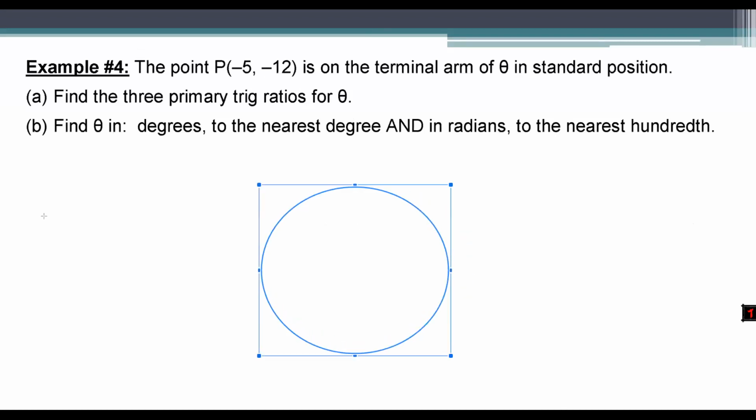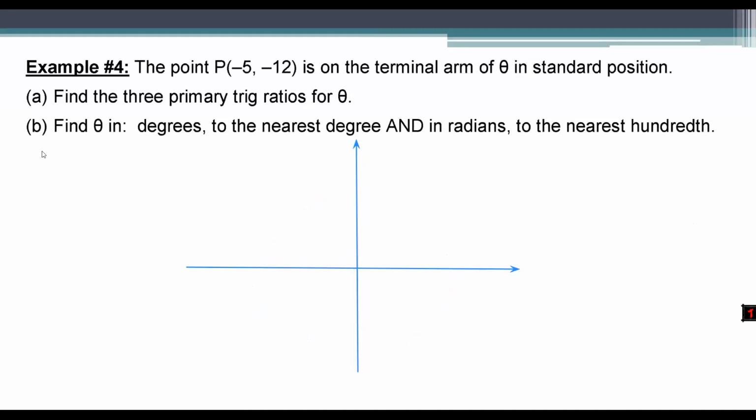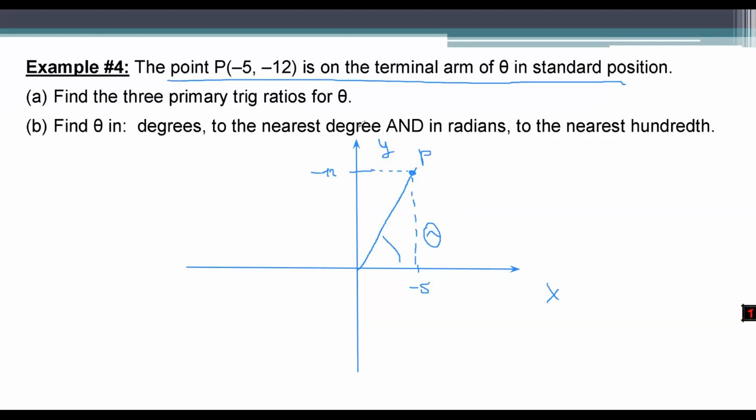Here is the circle. Here the coordinate axis, x and y. We don't actually need a circle, we just need x and y. Y-axis, x-axis, and point P is -5 and -12. P lies on the terminal arm of angle theta. So basically, our terminal arm passes through this point. This is our angle theta in standard position, as it says here, right?